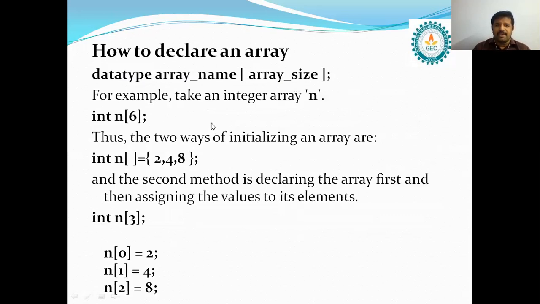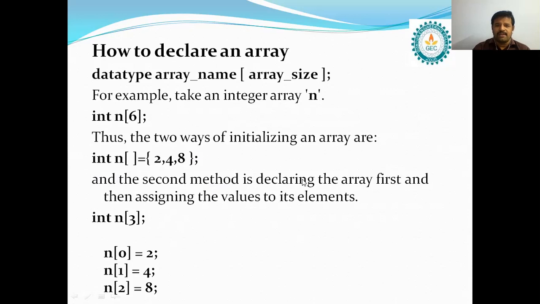And this array can be initialized in two ways. This is the first way of initialization. Just after the array, we are assigning the values in the braces. Here we are assigning the values 2, 4, and 8. So the size of the array is 3, where the 2 is stored in the 0th location, 4 is stored in the first location, and 8 is stored in the second location.